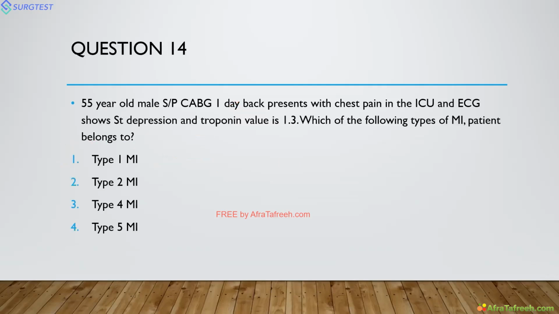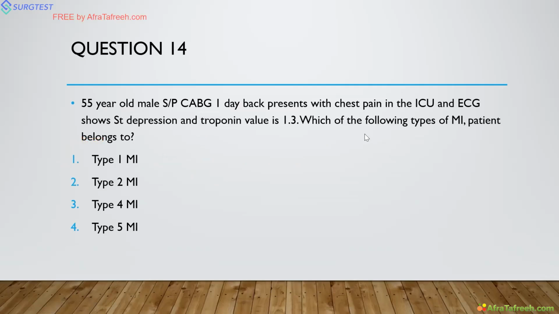Okay. A 55-year-old male, seen post CABG one day back, presents with chest pain in the ICU and ECG shows ST depression. Troponin value is 1.3. Which of the following types of MI does the patient belong to? Ankur, you can open the polls. We'll give only 15 seconds for this question.